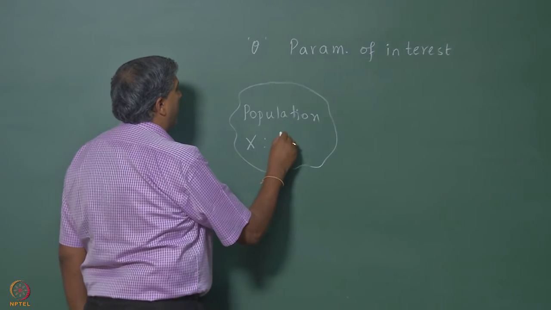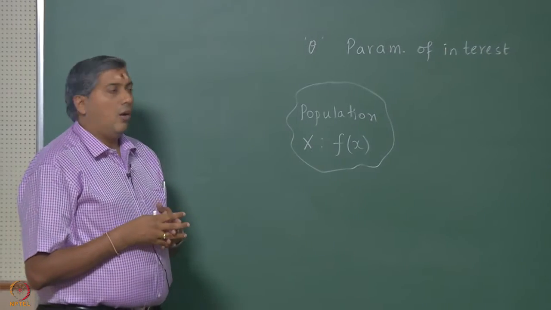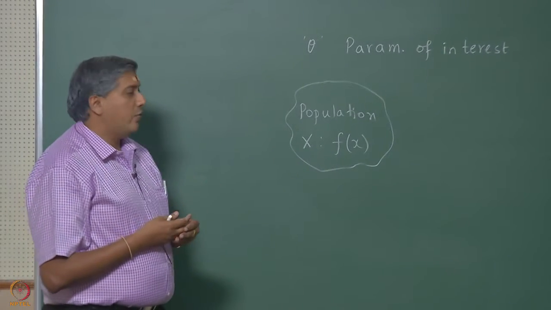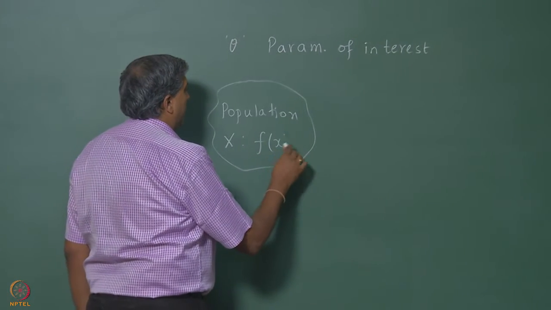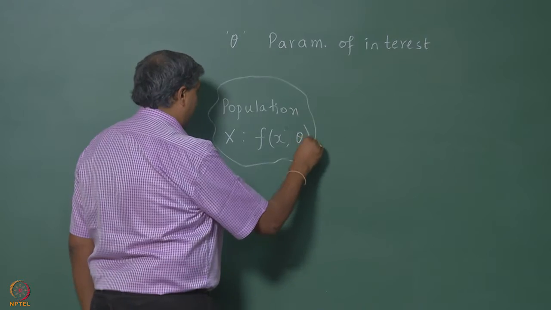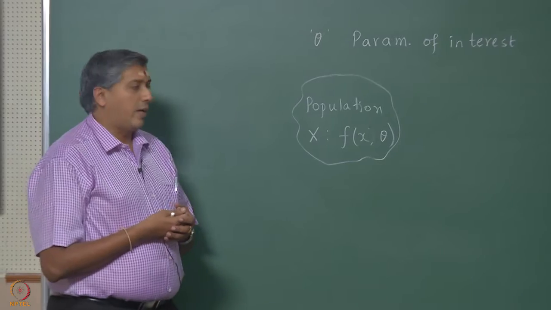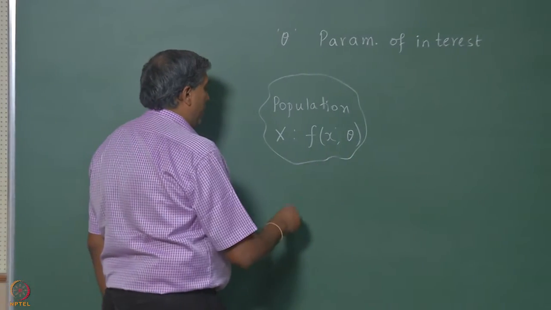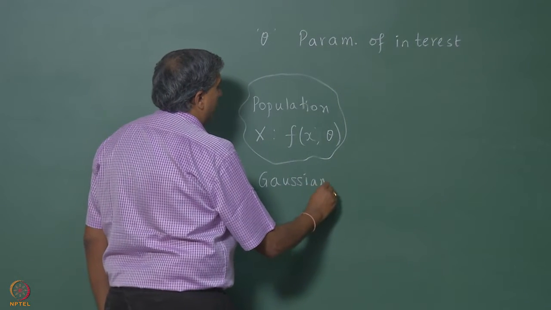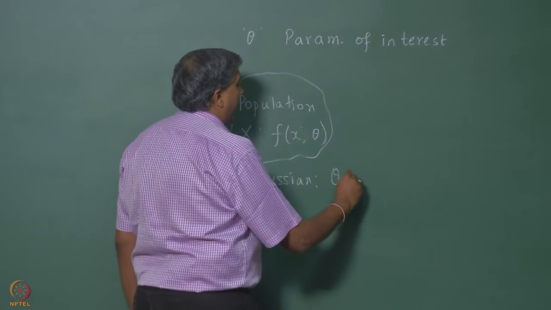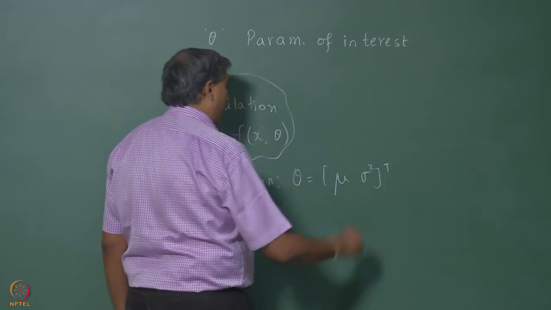Associated with this random variable, we have either a PDF if x is continuous valued, or a PMF, probability mass function, if x is discrete valued. Now, this PDF here is typically characterized by certain parameters theta. If it is a Gaussian distribution, for example, this theta would be mu and sigma square. So, for a Gaussian, the parameters of the PDF are mu and sigma square, that is mean and variance.